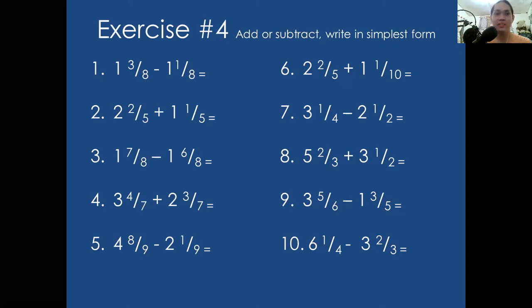Number 1, that gives you 1/4. For number 2, 3 and 3/5. For number 3, 1 over 8. For number 4, 6. For number 5, 2 and 7 over 9. For number 6, 3 and 1/2. For number 7, 3/4. For number 8, 9 and 1/6. For number 9, 2 and 7 over 3. And for number 10, 10.